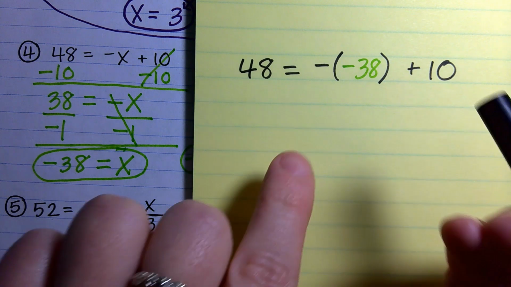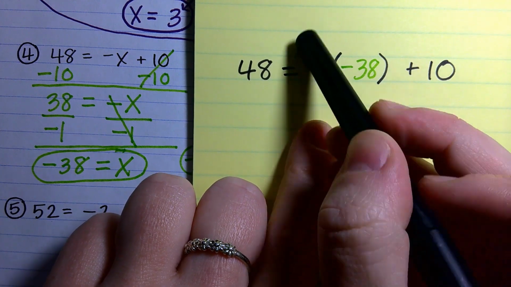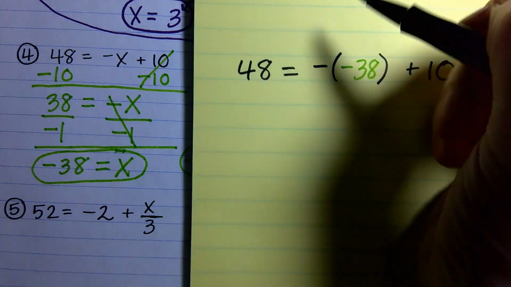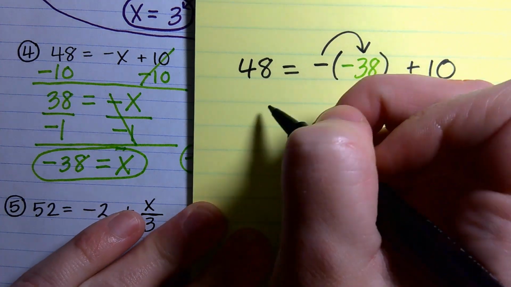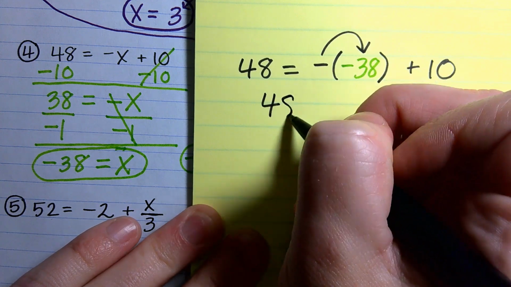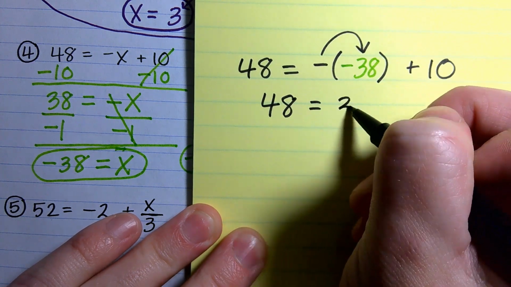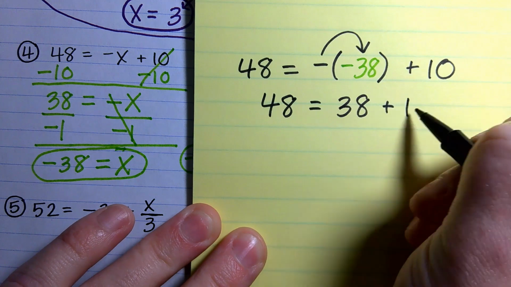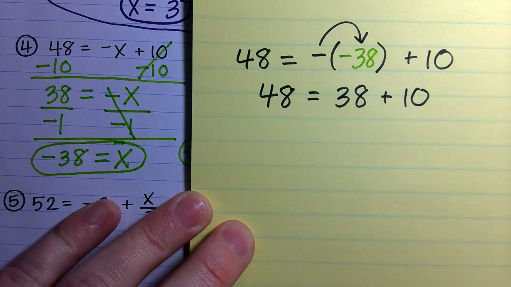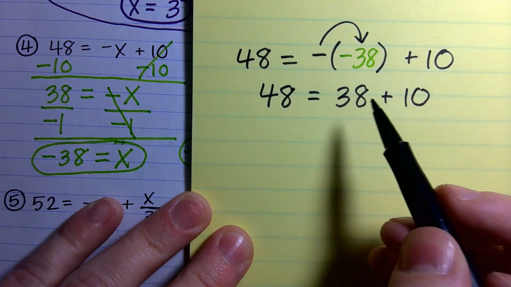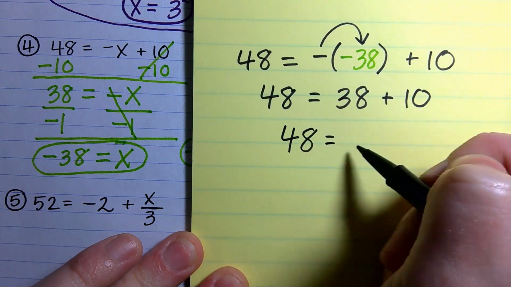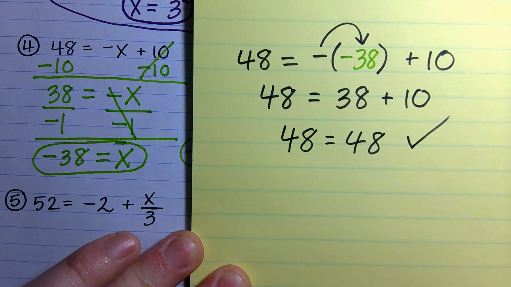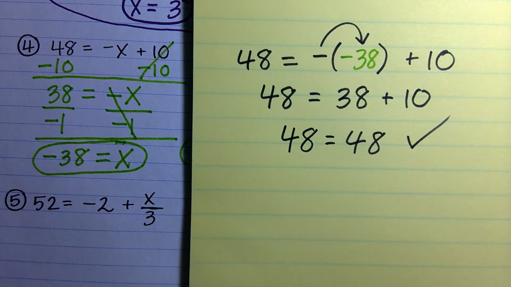So when I have a negative times a negative, what's it give us? Yes, this is a positive. So I'm going to rewrite it again. 48 equals 38 plus 10. And let's make sure it's right. What's 38 plus 10? 48. 48. Correct. Yay. So we know we got the right answer.